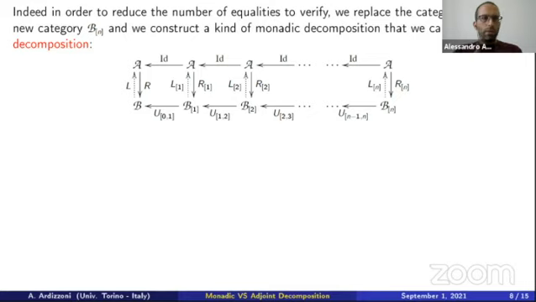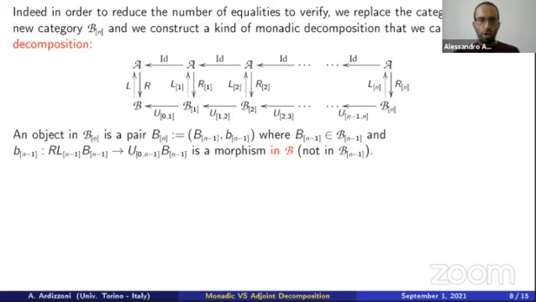So what is it? The point is to substitute the category Bn by a new category, Bn with square brackets, with a kind of monadic decomposition that will be called adjoint decomposition. All these guys are adjoint pairs. These are forgetful functors as in the previous case, but what we are doing is trying to forget all the equalities we have to check.